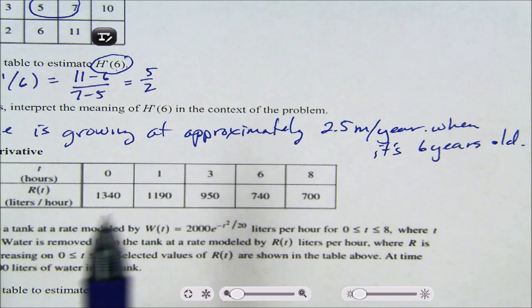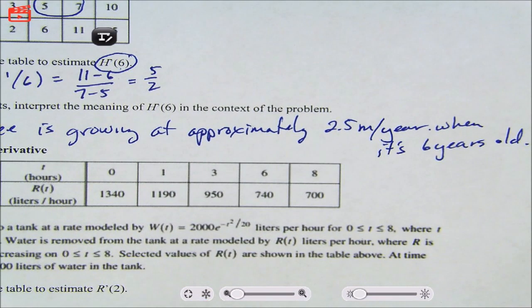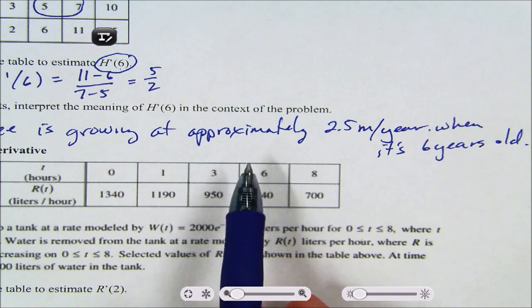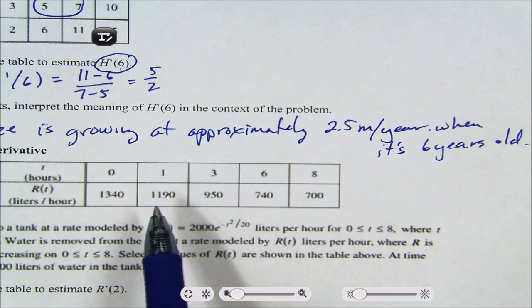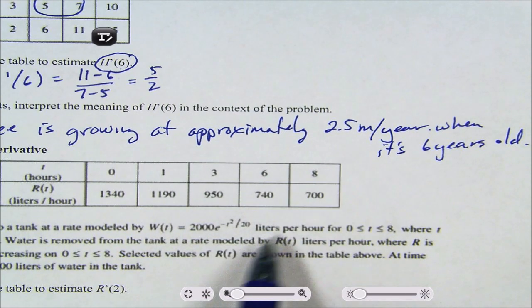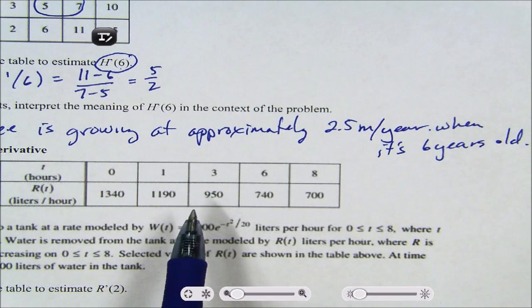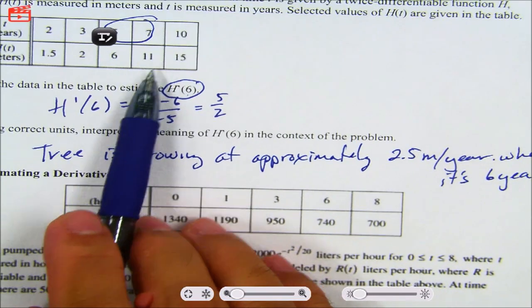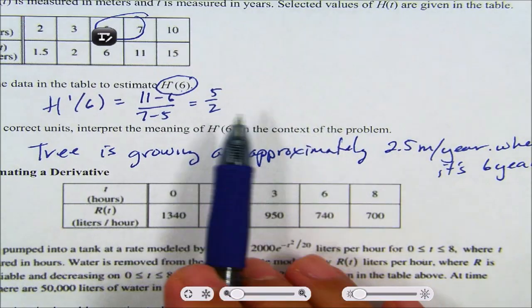So the rate changes as it gets older? That's right. Why'd you say approximately? Because it's between 5 and 7? Well, generally speaking, you would say approximate. Almost everything's an approximation. Is 2.5 like the tangent line on the graph? Well, in our example, that's a secant line, but it is an approximation of the tangent line.